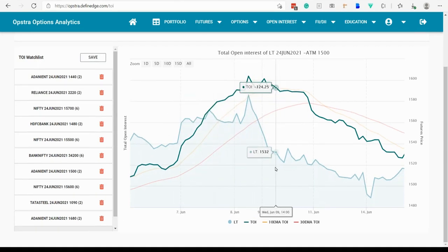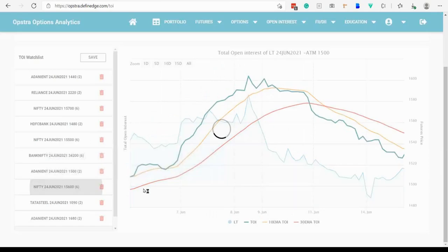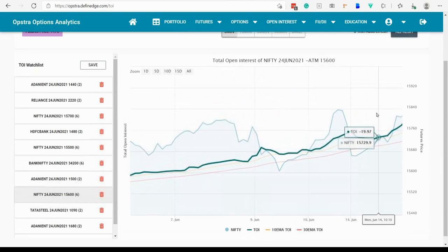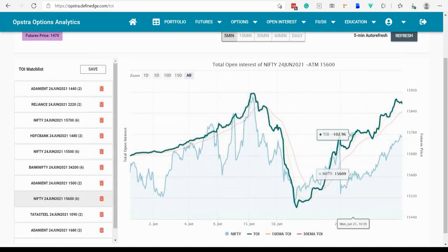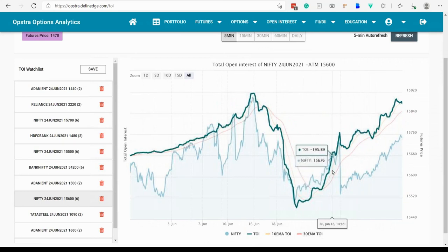Okay, AP, I have a couple of questions to have more clarity here. Let's say there is a signal, for example, here it's 15,600 with Nifty. When should the buy signal be? Let's say it has closed above the 30 EMA TOI. Should you wait for a confirmation on the option charts as well, or some other parameters, or can it be a standalone study?